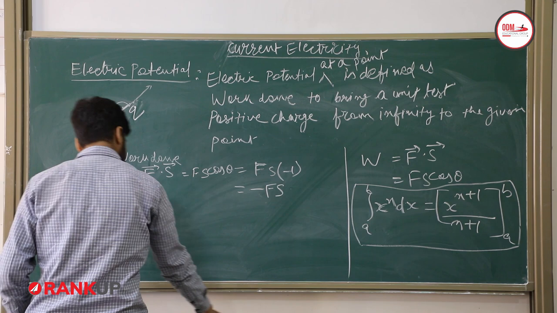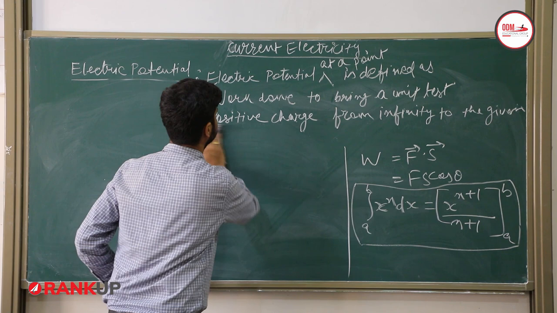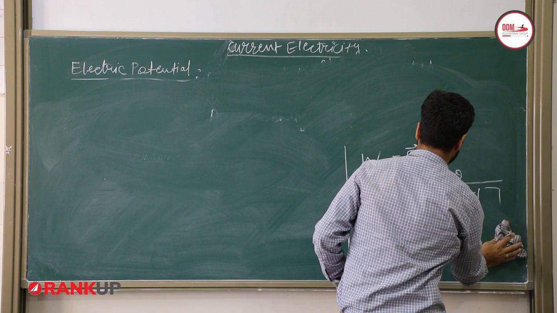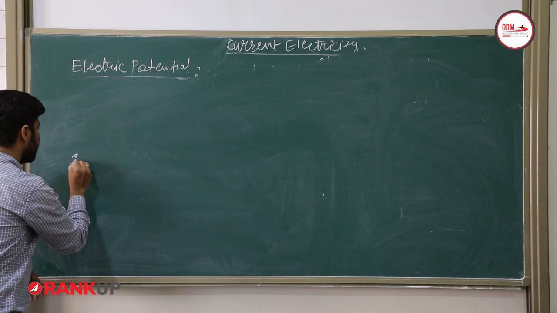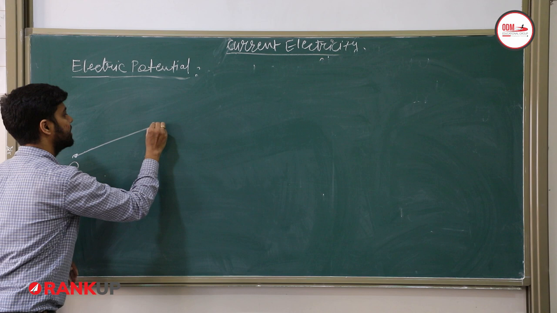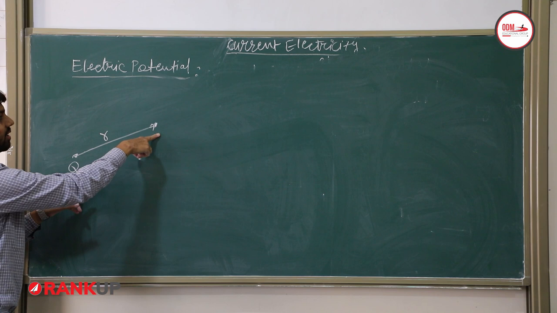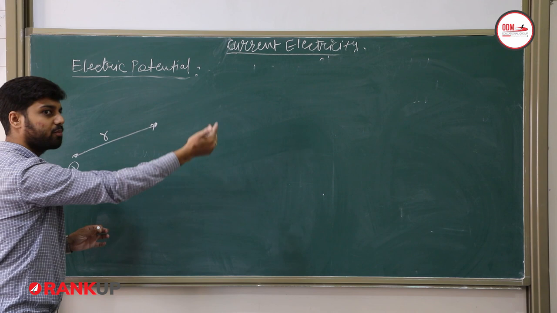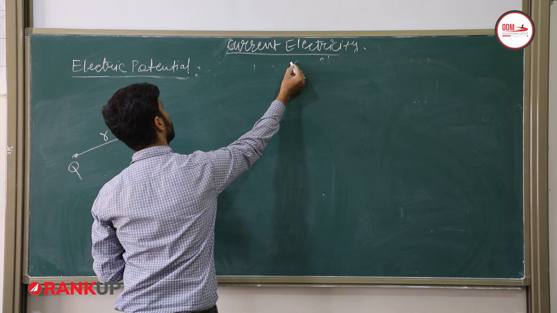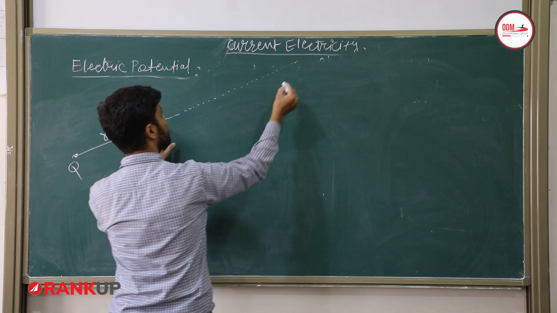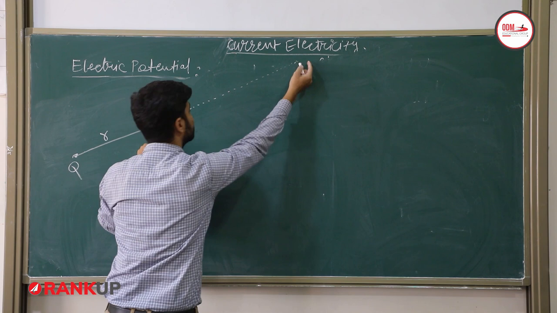Now we will derive the formula for potential at a point due to charge Q. So let us take a point at a distance r from this charge, where we need to find the potential. What I have told you is that the potential at any point due to a charge is the work done to bring a unit test positive charge from infinity up to that point. So from infinity, from very far away, we bring a unit test positive charge. To bring this unit test positive charge from very far away up to this point, the work done will be equal to the potential at this point due to this charge.